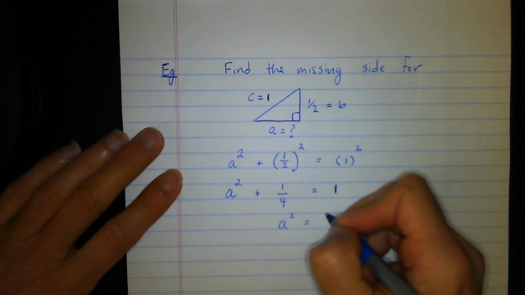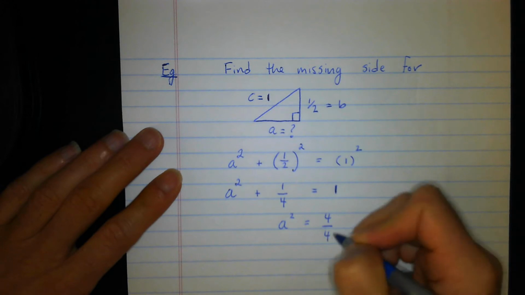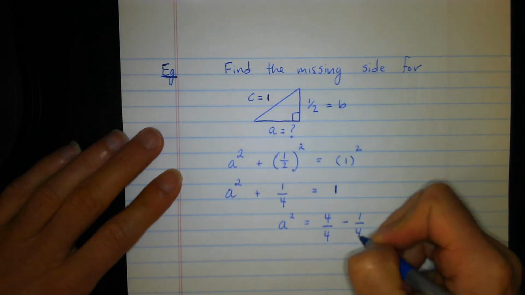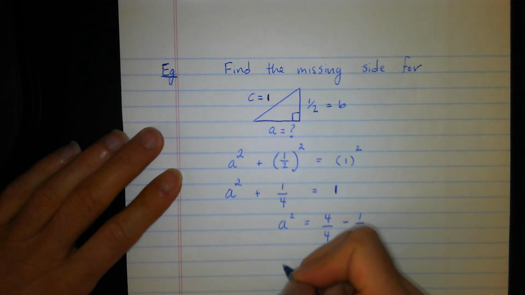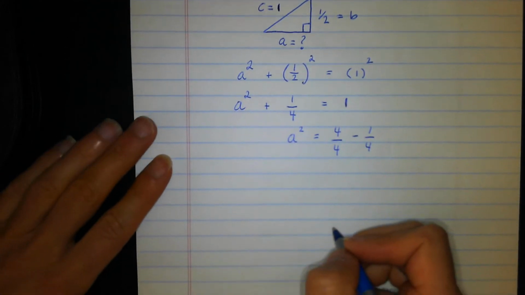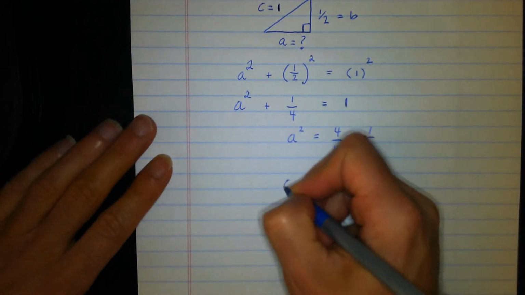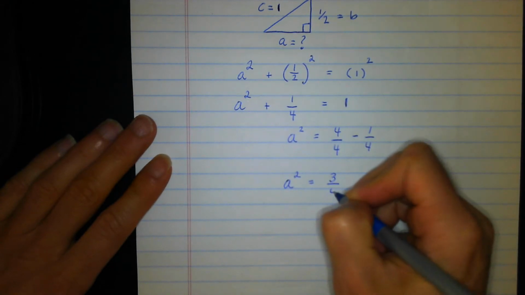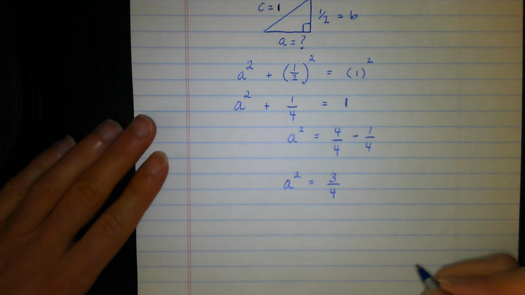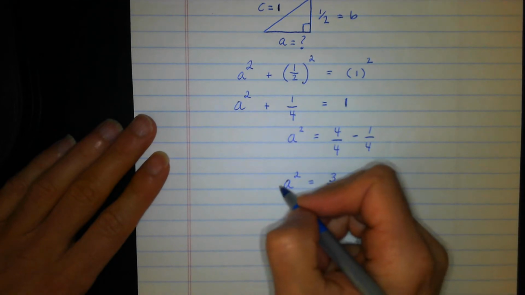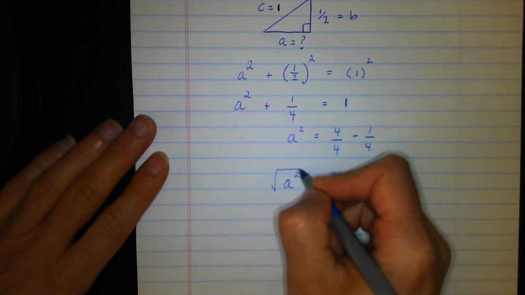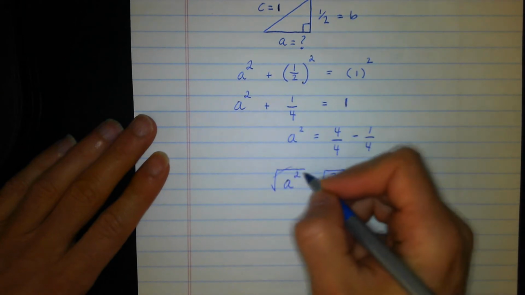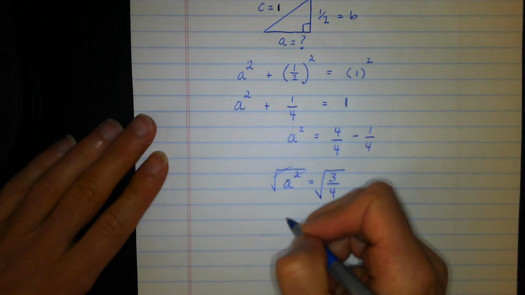Okay, 1, that's the same as 4 over 4 minus 1/4. And that leaves me with a squared equals 3/4. And now I take the square root of both sides. And those cancel, and I'm just left with this.